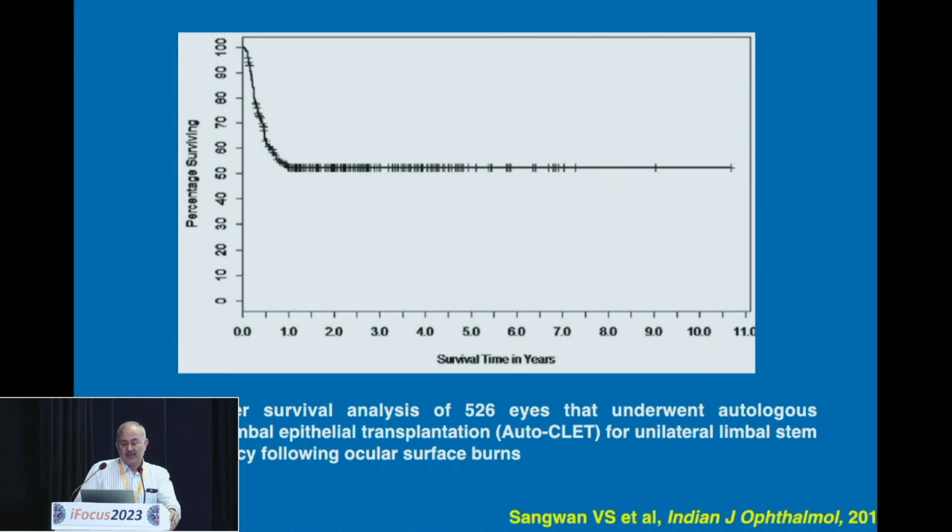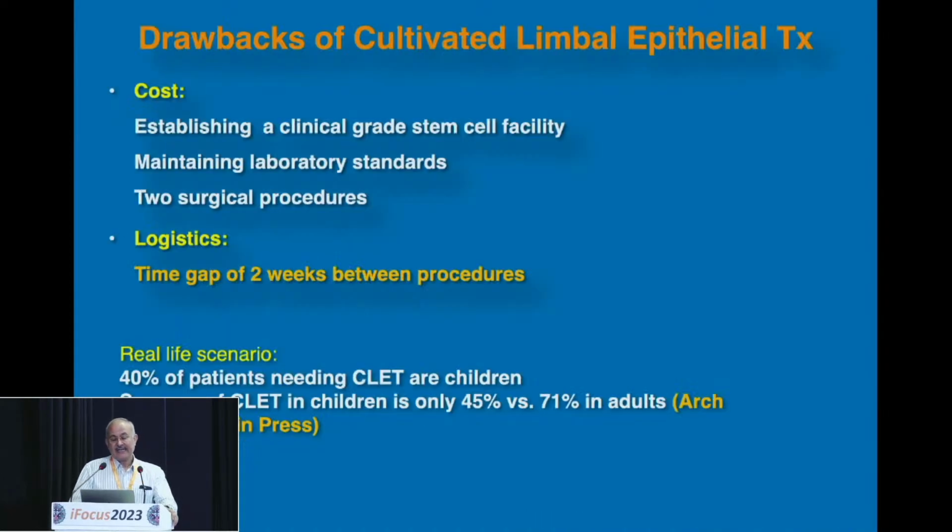And these are, essentially, in IJO, 526 eyes. Then we started realizing that there is a problem with the CLET, that it does not really work well in pediatric LSCD, which we highlighted in the literature. And also, growing the cells in the lab is very expensive, and it takes 2 weeks.